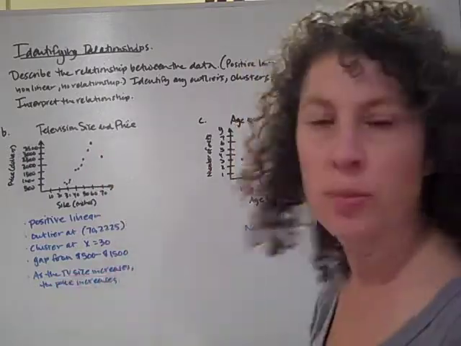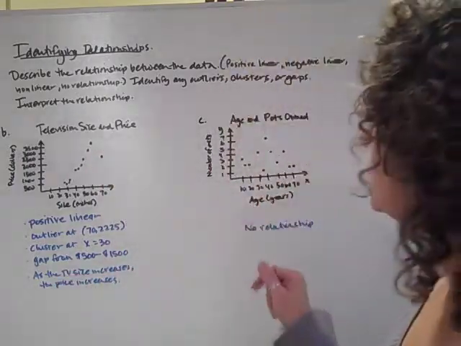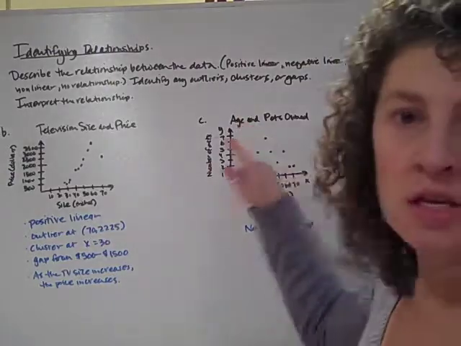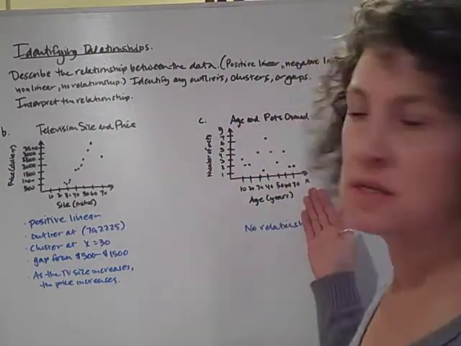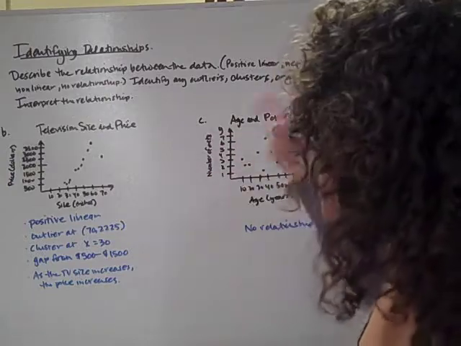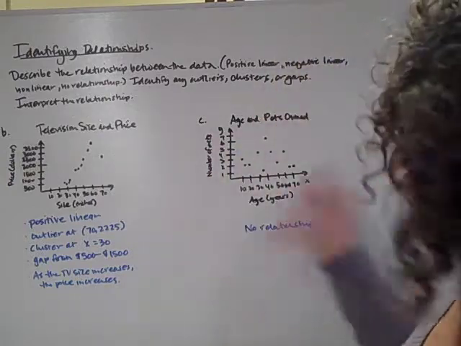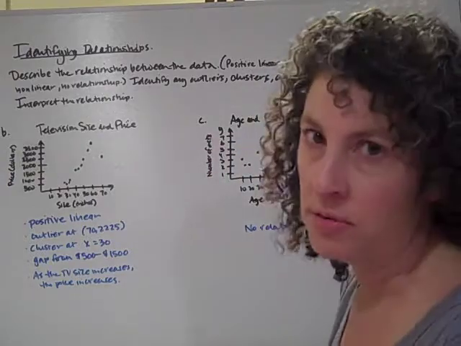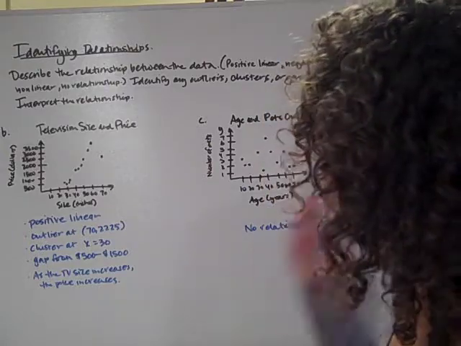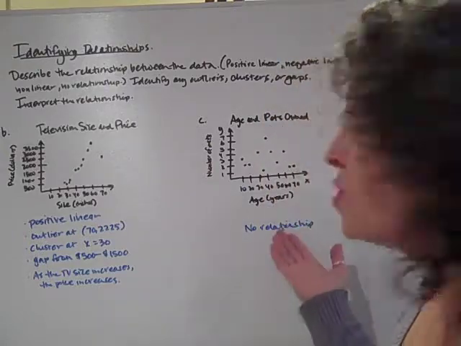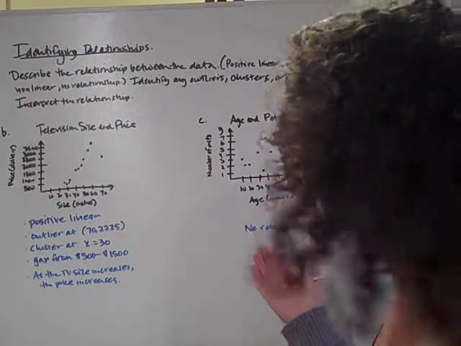Okay, and we've looked at interpreting from graphs before. And our last graph here, we've got the age and your pets owned. My x-axis is your age in years. My y-axis is the number of pets. And as I look at these points, I don't see any relationship there at all. They seem to be all over the place here. So there's no relationship. These do not seem to have a relationship.